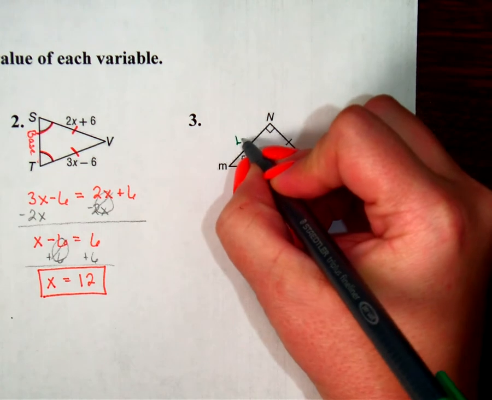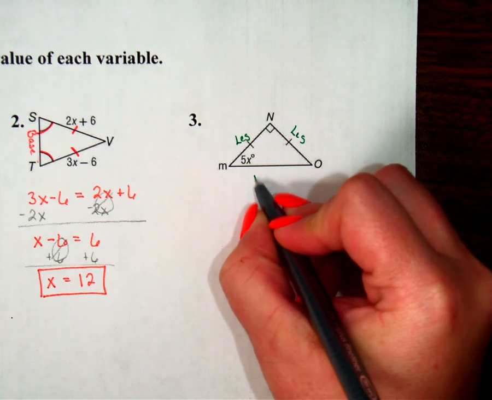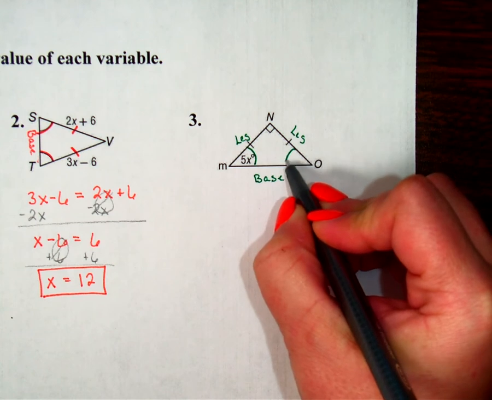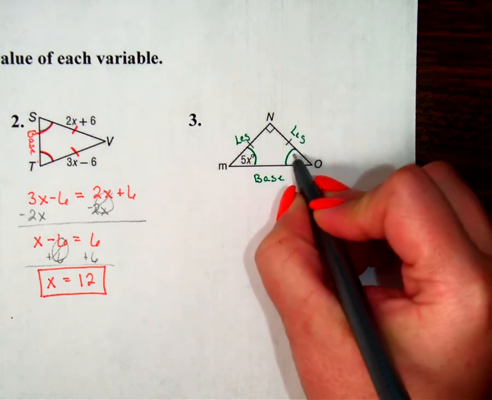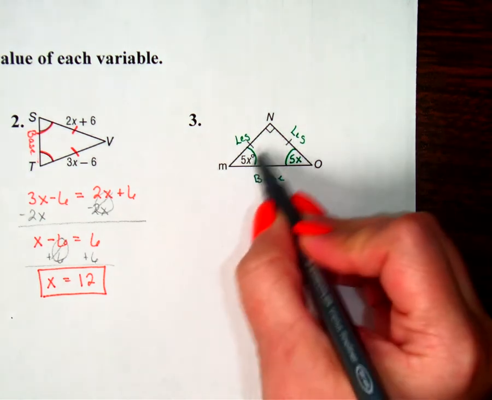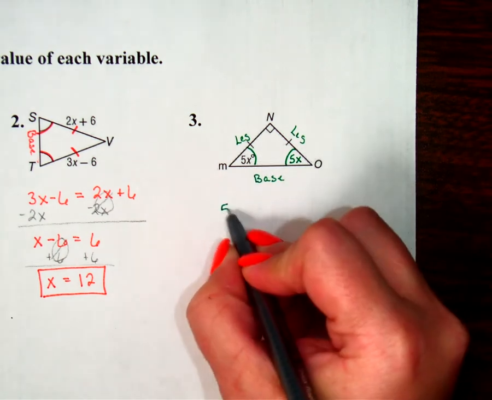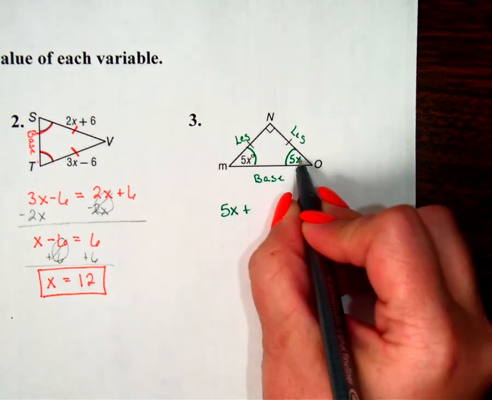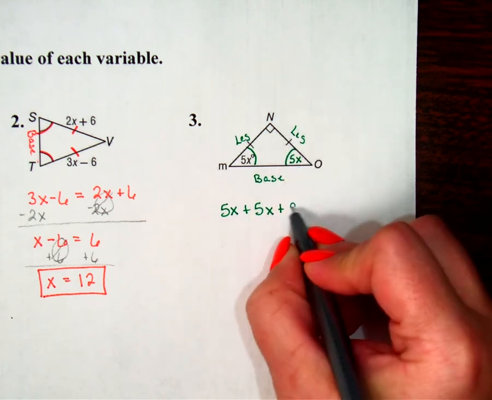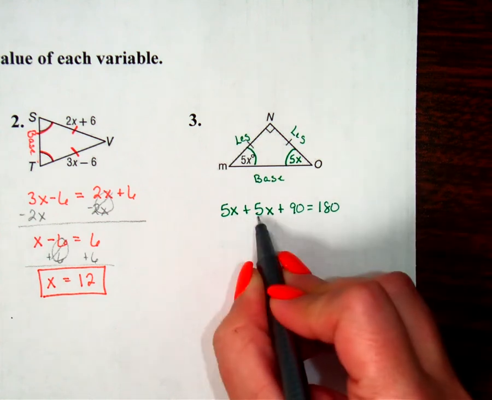I have my two legs, a leg here and a leg here. That means this down here along the bottom is my base. So the two angles at the bottom along the base will both be the same. If this one's 5x, this one is also 5x. When I add the three angles together, I'm going to get 180 degrees. So 5x plus 5x plus 90 equals 180 degrees.